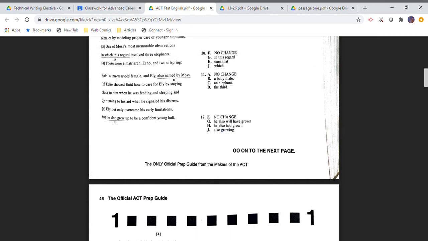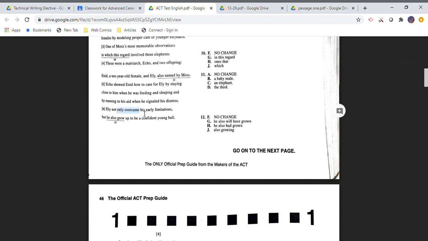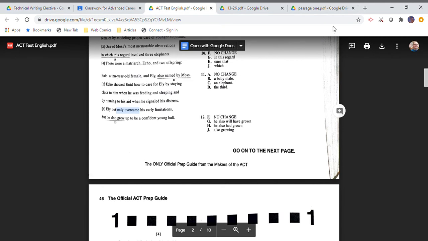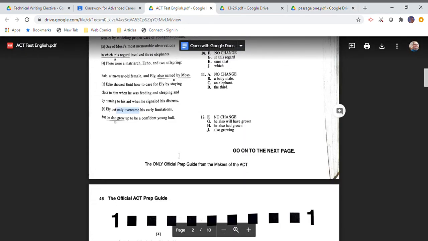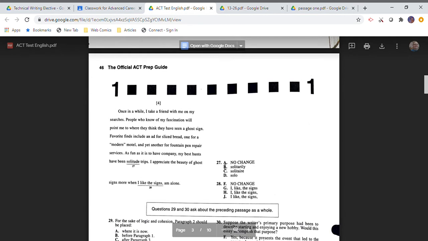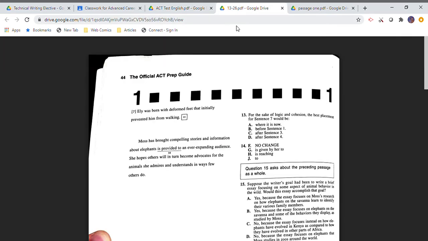That's like future perfect, that's past perfect, and since we see from "overcame" that this is in the simple past tense, we need to leave it in the simple past tense. So 12 is F, no change. Yes, "he also grew" avoids an unnecessary tense shift within the sentence. Very good. Okay, so this is where it accidentally jumped, and I got to go over here for 13.